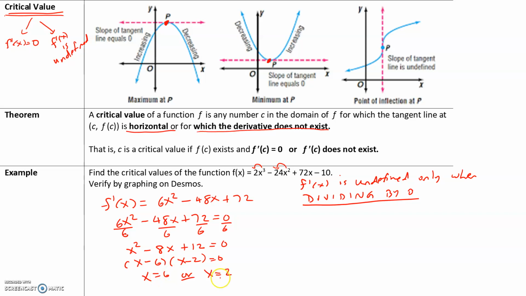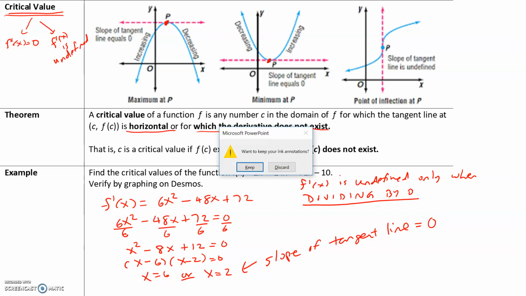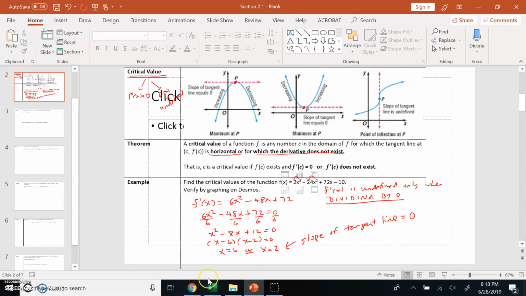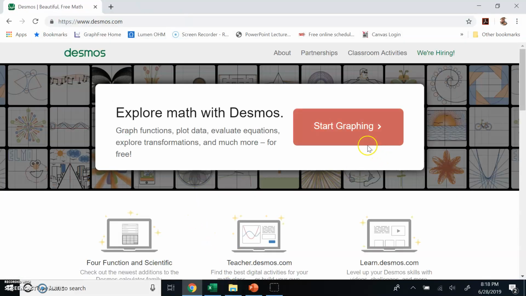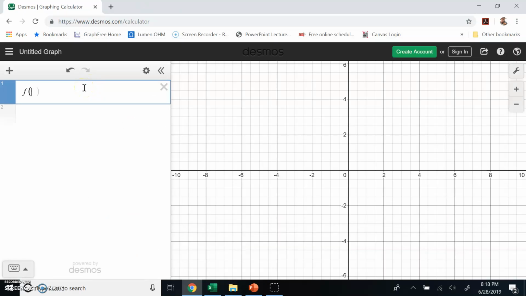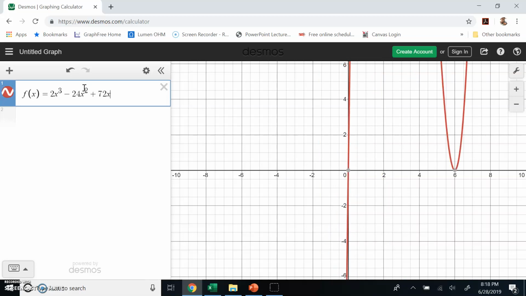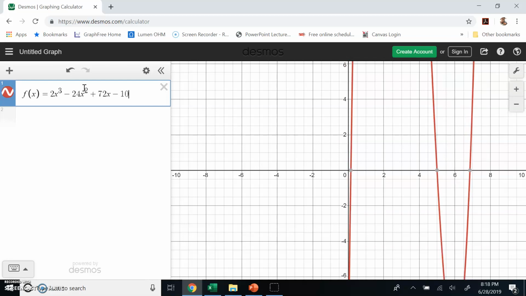So at x equals 6 or x equals 2, the slope of the tangent line will equal 0. All right, let's verify this by graphing it on Desmos. So let me go to Desmos real quick. Okay, and here's our function. Our function is f of x equals 2x to the third minus 24x to the second plus 72x minus 10.